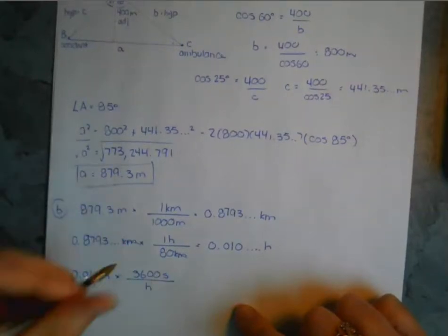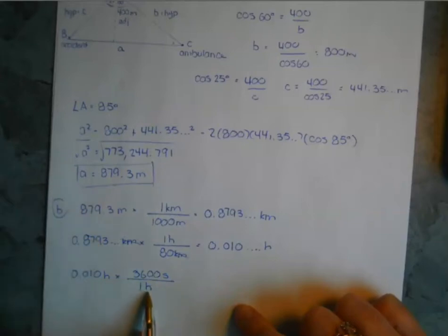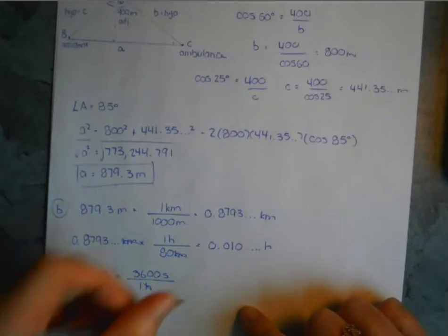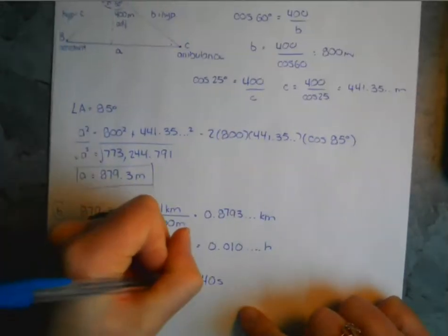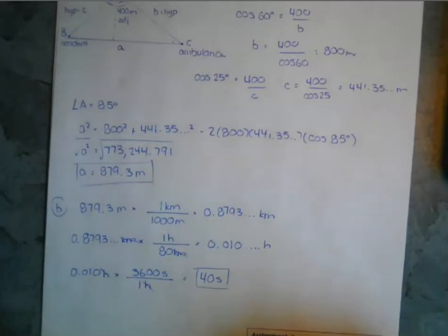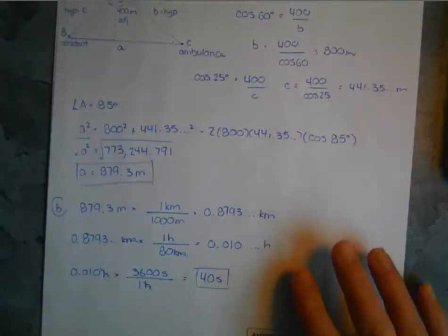Again, always putting the units that you already had on the bottom there, so hours are going to cancel out. 0.010 times 3,600 is going to give us 40 seconds is how long it's going to take the ambulance to get to the scene of the accident.